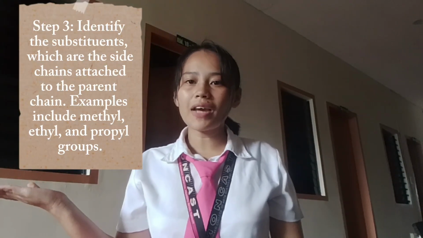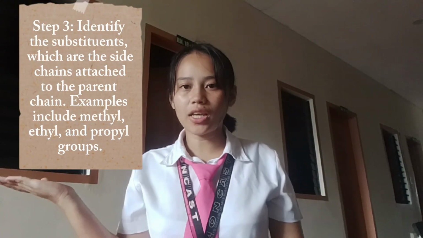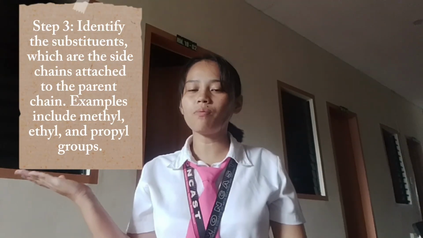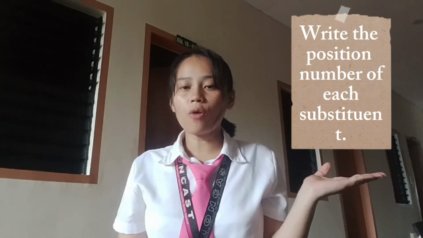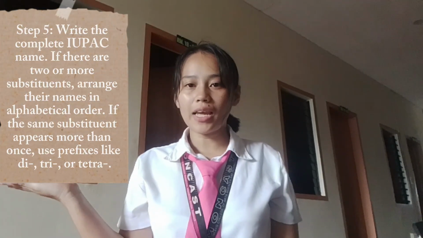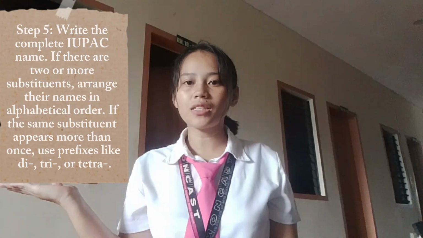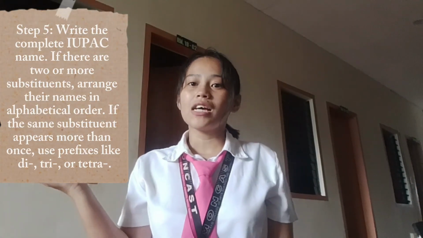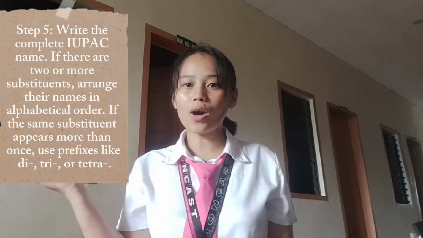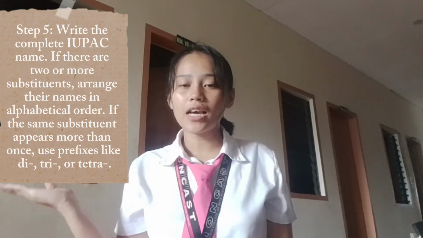Step 3. Identify the substituents, which are the side chains attached to the parent chain. Examples include methyl, ethyl, and propyl groups. Step 4. Write the position number of each substituent. Step 5. Write the complete IUPAC name. If there are 2 or more substituents, arrange their names in alphabetical order. If the same substituent occurs more than once, use prefixes like di, tri, or tetra. Now let us apply these rules to 5 examples.